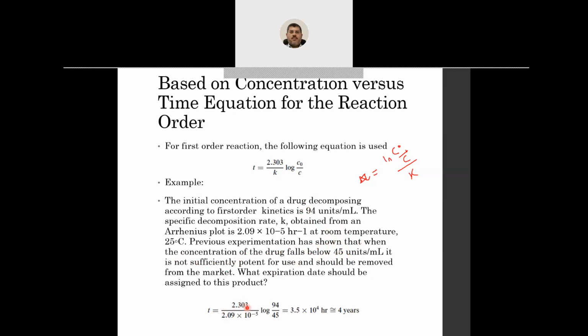So I apply in the equation T is equal to 2.303 divided by the K value that is given here, log the initial divided by final concentration, equal to number of hours. You convert it into years. You divide by 24 to change to days, and then divide by 365 days per year, you convert into years. So it is about 4 years, okay? If you allow only drop by 10%, means allowed up till 90%. So what is the 90% of 94? This is the value we'll put here. So of course it will be much longer duration.